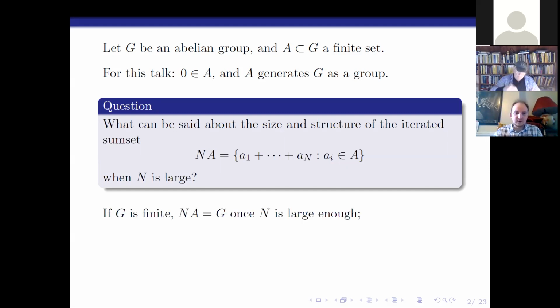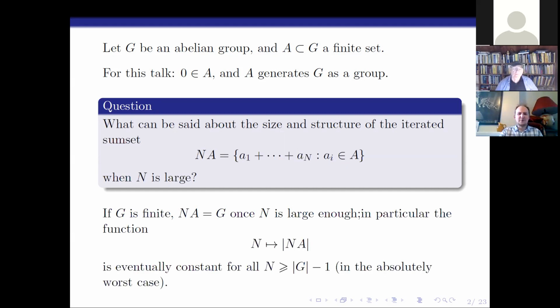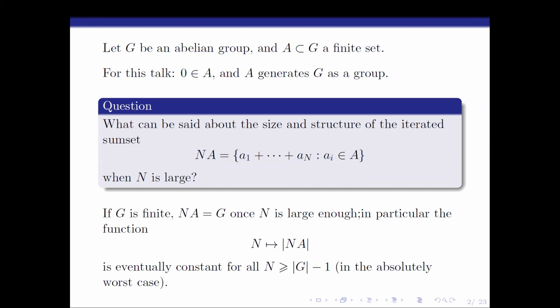Well, of course, if G is finite, this question is completely stupid, because you can just go away and generate the whole finite group using A once n is large enough. This has the following consequence, which you'll see why I write later on: when n is large enough, the function that sends n to the size of the sumset nA is eventually constant, because you've just generated the whole group. In the absolutely worst possible case, when A has 2 elements, that takes the size of the group G to occur, but once n is at least the size of the group G, you've generated everything, and there's nothing left interesting to say about the sumset.